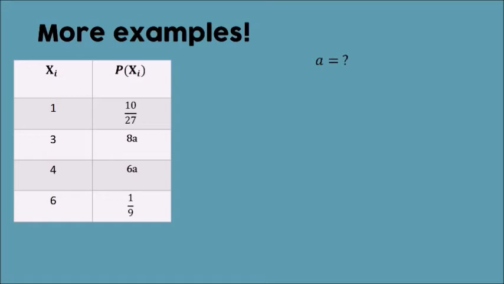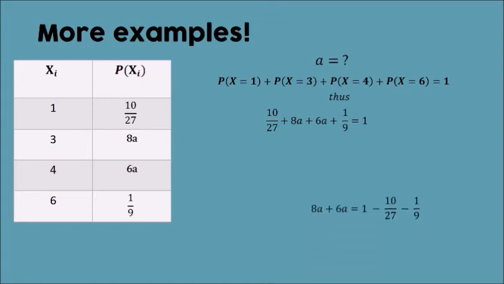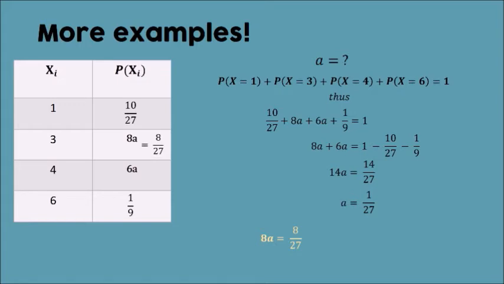We know that the sum of these probabilities is equal to 1, so we equate the values on the right to 1. This leads us to 10 over 27 plus 8a plus 6a plus 1 over 9 is equal to 1. Solving this equation, transpose all the constants to the right side and simplify. We get 14a is equal to 14 over 27. And then simplify again, we get the value of a, which is 1 over 27. With this, 8a is now 8 over 27 and 6a is now equal to 6 over 27.